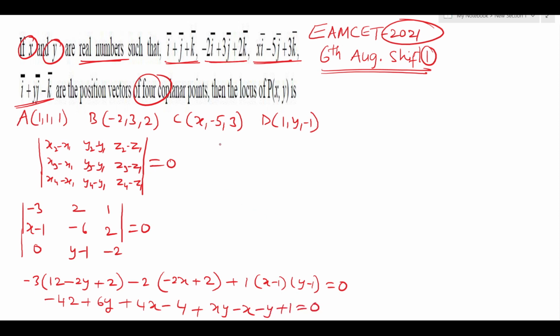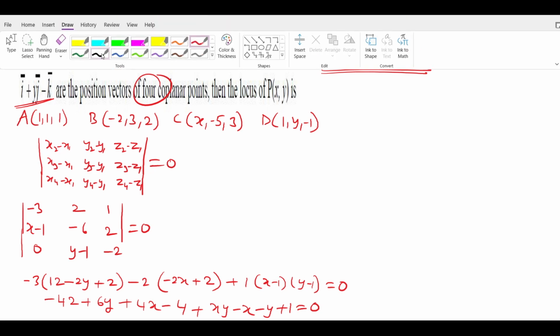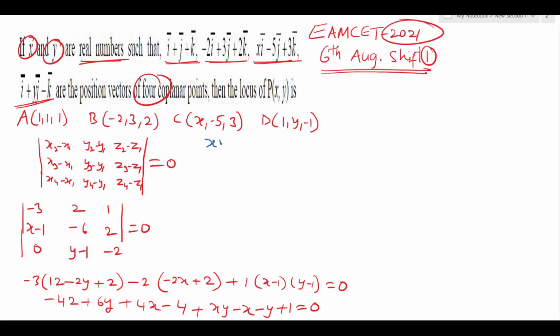First we write xy, and 4x minus x, this is plus 3x, and 6y minus y, this is 5y, minus 42 minus 4, this is minus 46, minus 46 plus 1, minus 45 is equal to 0. So take x common in first two terms, that is x into y plus 3. So plus 5y is equal to 45.